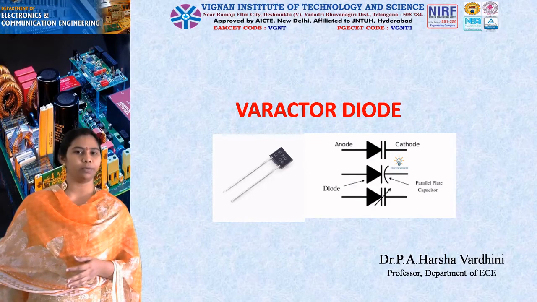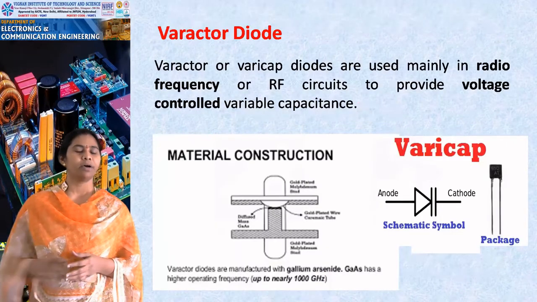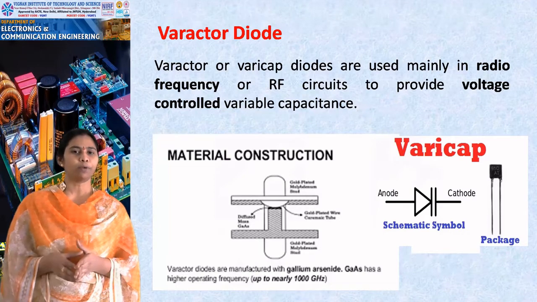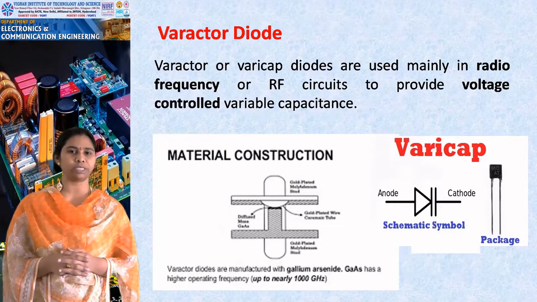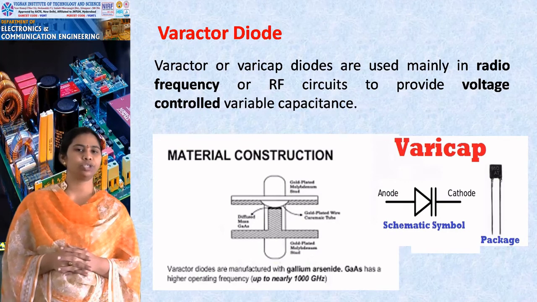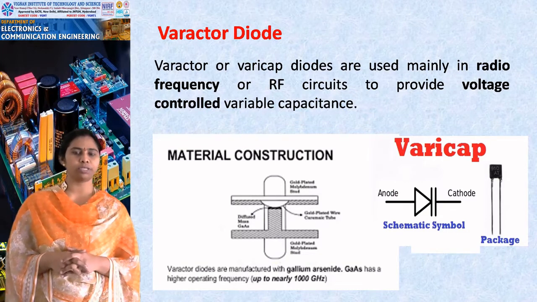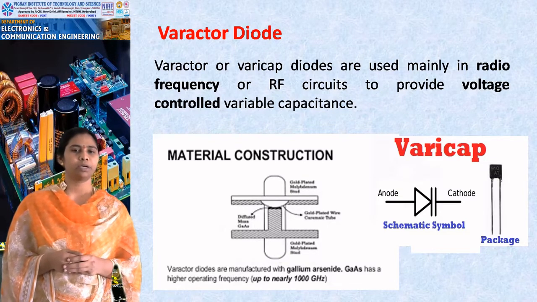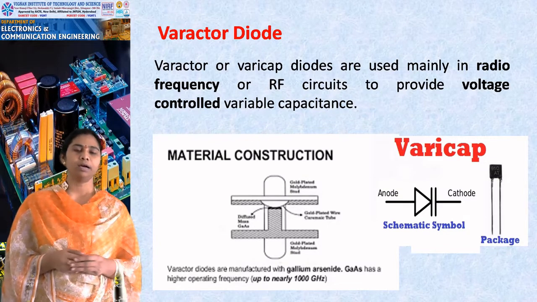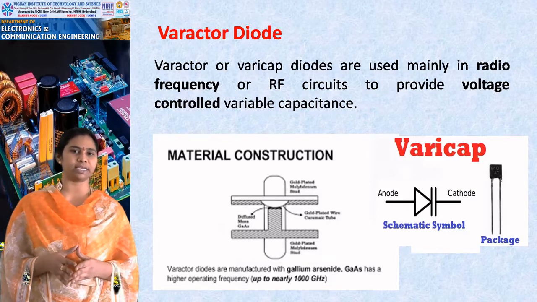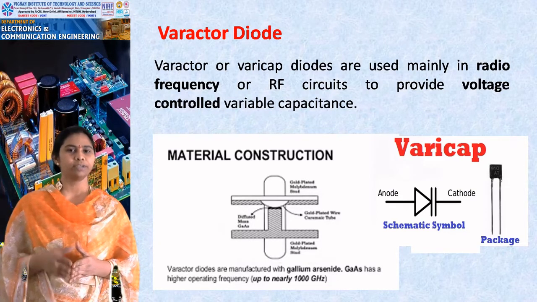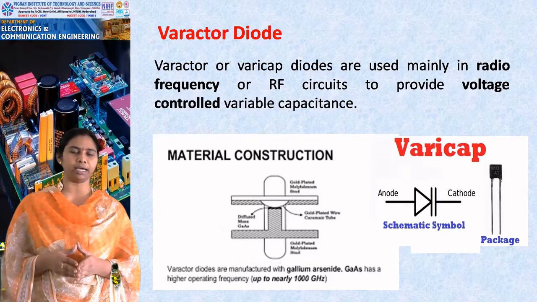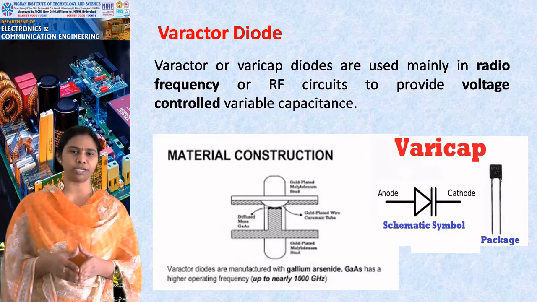These varactor diodes are also termed varicaps, which can be used with the property of capacitance that you see at the junction. Usually, these varactor diodes are constructed using gallium arsenide material. Gallium arsenide possesses high operating frequencies in the gigahertz range, so we use that property of this material for constructing PN junctions.